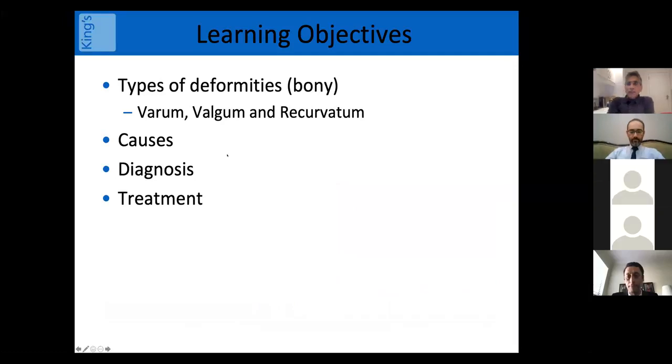Okay, so today I'm going to take you through the angular deformities around the knee, mainly genu varum, genu valgum, and recurvatum. I'm not going to talk about flexion deformity, which 95% of the time is a soft tissue deformity. So I will stick to these three. We'll explore the causes of various deformities, how to diagnose, the pitfalls in diagnosis, and of course, treatment options.